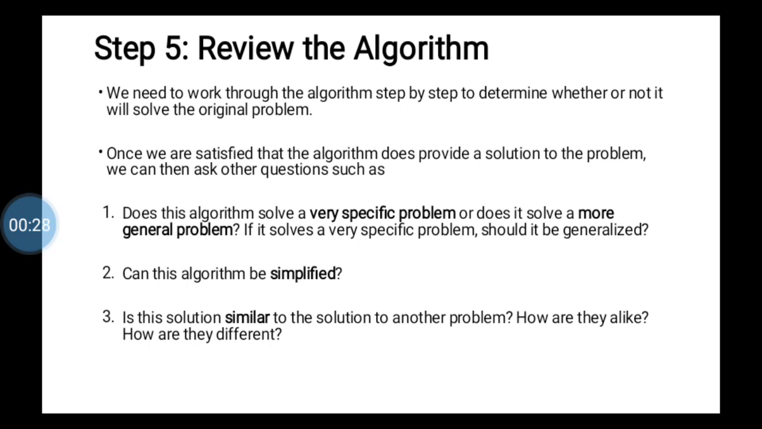But once we are satisfied that the algorithm does provide a solution to the problem, we can ask further questions on that. Does this algorithm solve a specific problem or does it solve a more general problem? If it solves a very specific problem, then how can we generalize it to make it robust? Can this algorithm be simplified? Because in the process of trying to solve a problem, you'll have probably incurred some ambiguities, some redundancies, and the likes. But simplification is very important because it's going to affect speed of execution.